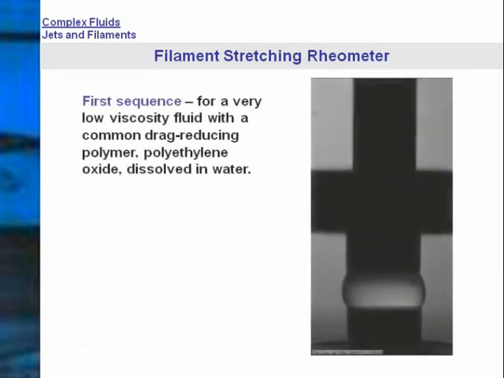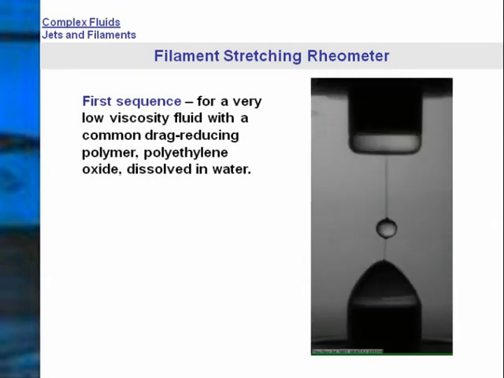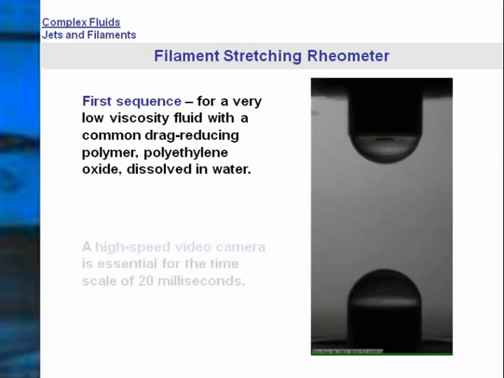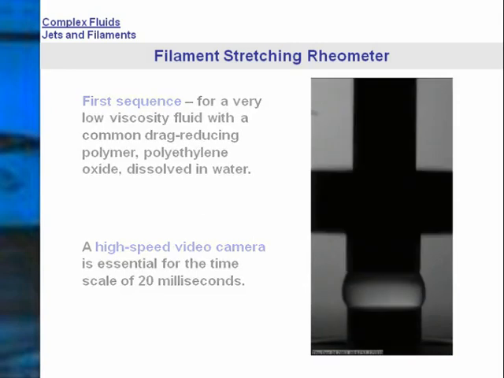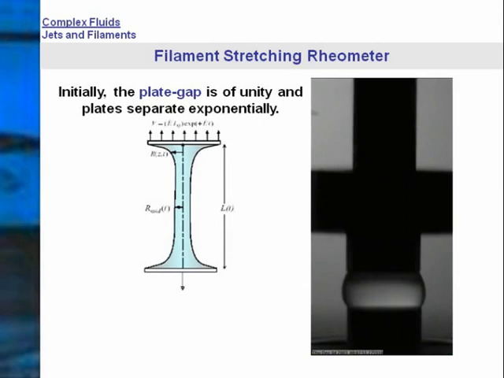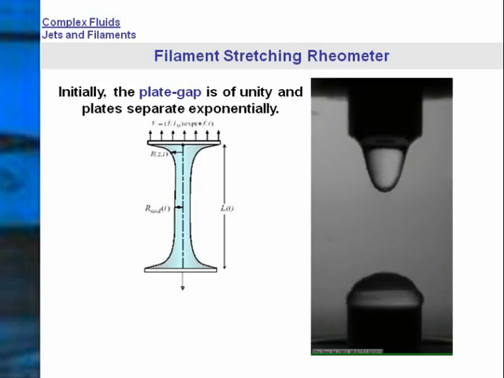The first sequence is for a very low viscosity fluid consisting of the common drag-reducing polymer polyethylene oxide dissolved in water. The sample is initially held between the plates by surface tension. Since the timescale is of the order of 20 milliseconds, the use of a high-speed video camera is essential. The ratio of the gap between the plates to the plate radius is initially of order unity, and the plates are then separated at an exponentially increasing rate.